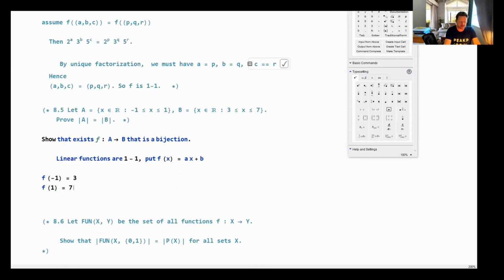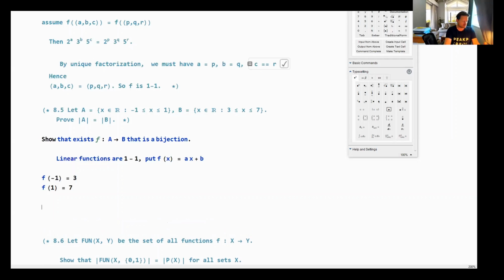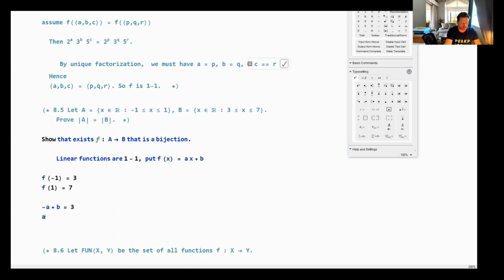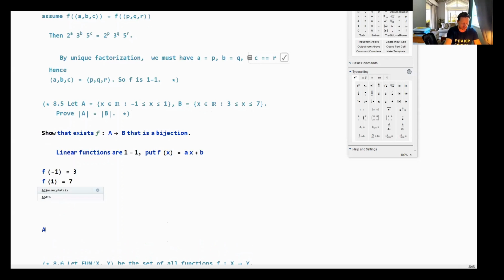Okay, and now we just solve this. And then you could go into more detail and show that this is a bijection after you get the map, right? So the first one says that, because we're subbing in -1 into this, minus a plus b is equal to 3. And the second one says a plus b is equal to 7, which is the other endpoint. And now we can add the two equations.